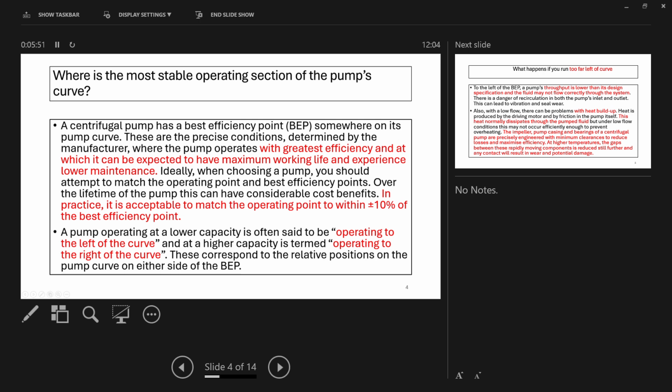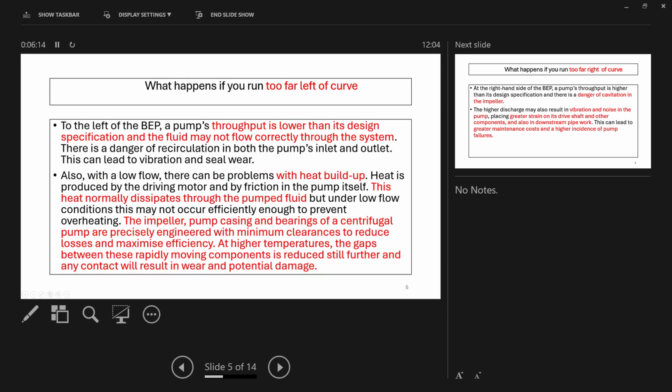If it is too far from the best efficiency point to the left hand side, then we call it operating to the left of the curve. If the pump is operating to the right side of the best efficiency point, then we call it operating to the right of the curve. If it is on the left side of the best efficiency point, what will happen? Due to less flow, there will be heat generation, and when heat dissipation is less, there is a chance of rubbing.